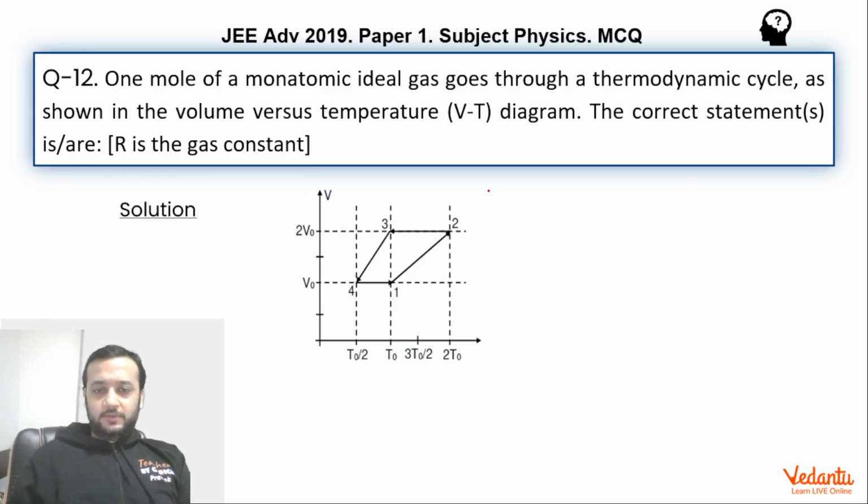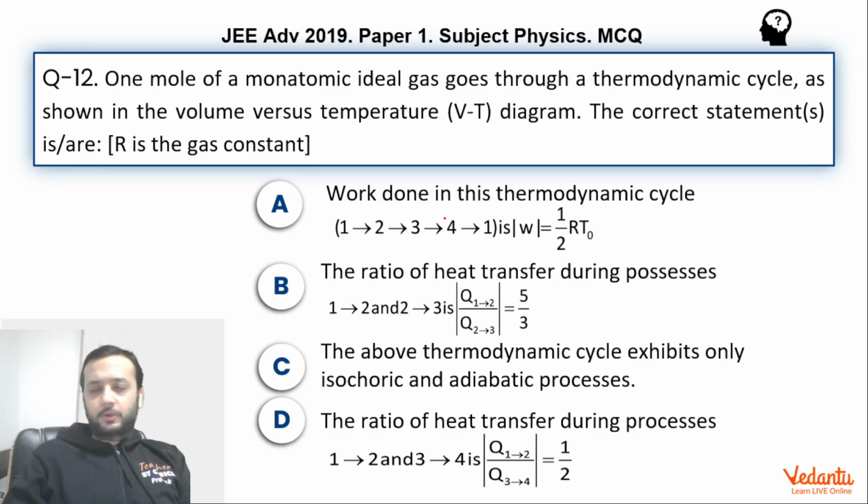So basically, this was a diagram that was also given in the question. You can see there's a thermodynamic cycle, and the diagram has been given. Based upon that diagram, we were asked some of the options. The gas was monatomic, and 1 mole of the gas was taken over here, right? So work done in the cycle, ratio of heat transfers in the processes 1-2, 2-3, and the type of processes, and similar types of questions were asked.